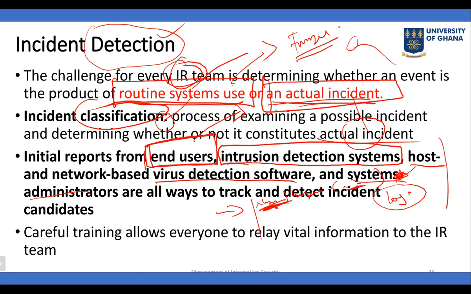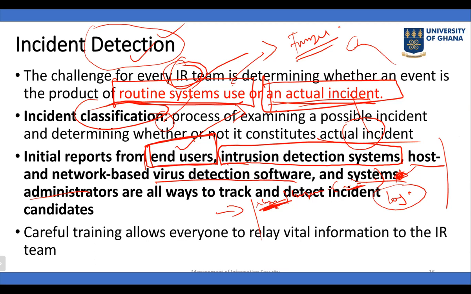We are looking at detection. Careful training allows everyone to relay vital information to the IR team. So the end users need to be well trained. They are told what constitutes a potential incident or an actual incident, so that the person will report. Your organization must have intrusion detection software running on the system that can help if there's an intrusion. And of course, you have the host and network-based virus detection software, and also the system administrators. They all need to receive proper training so that when it happens, they can trigger the response.